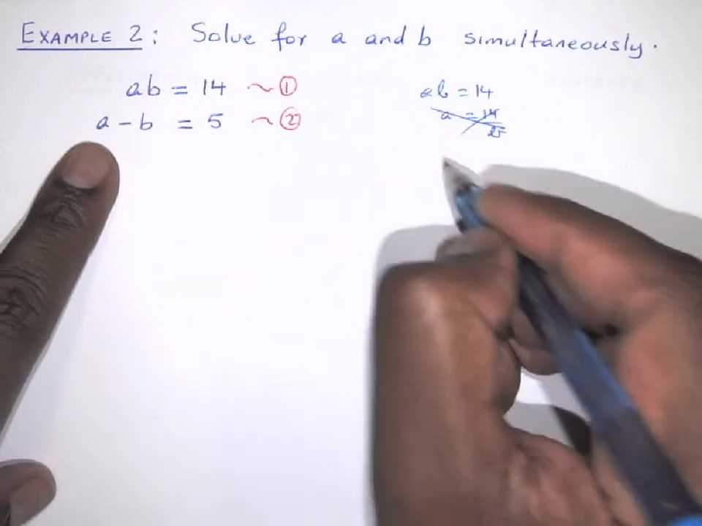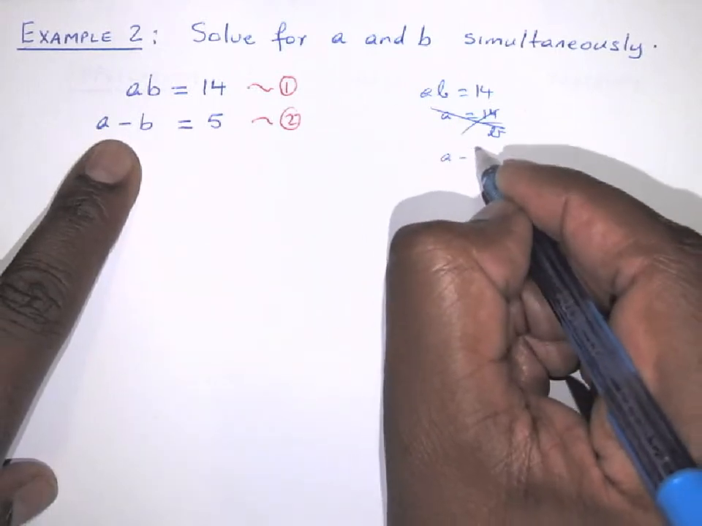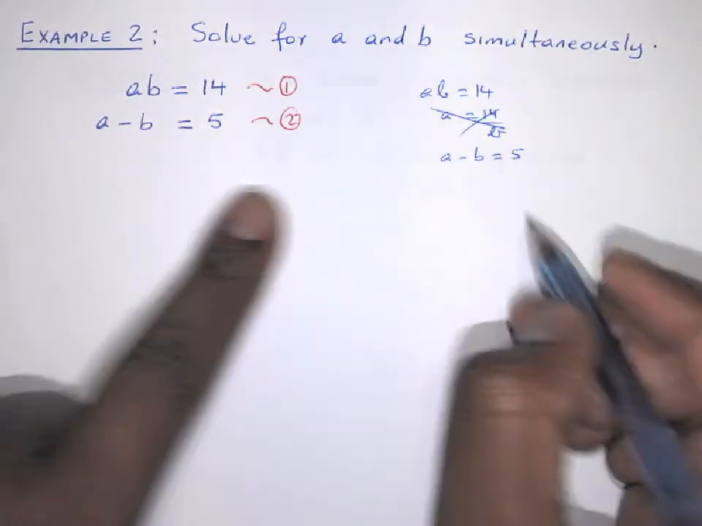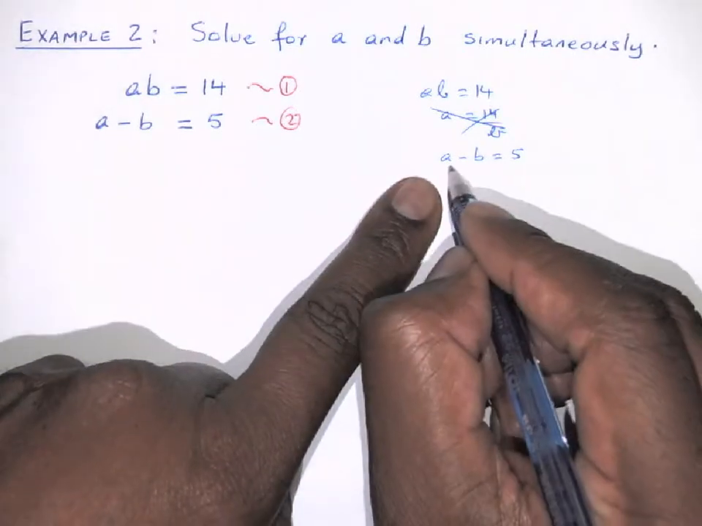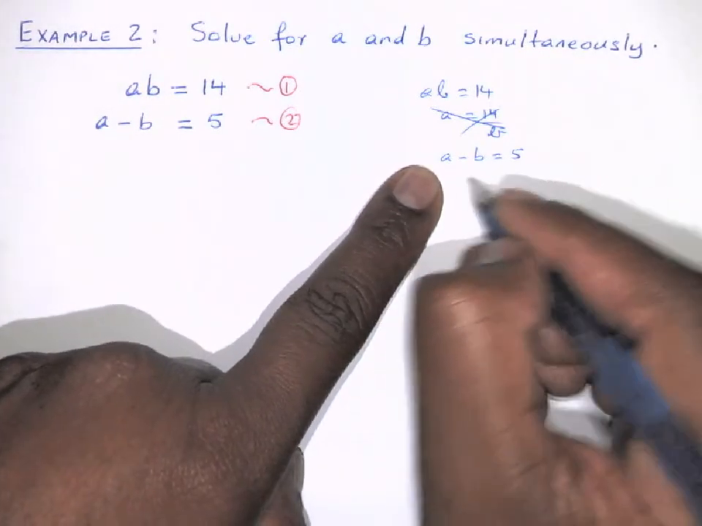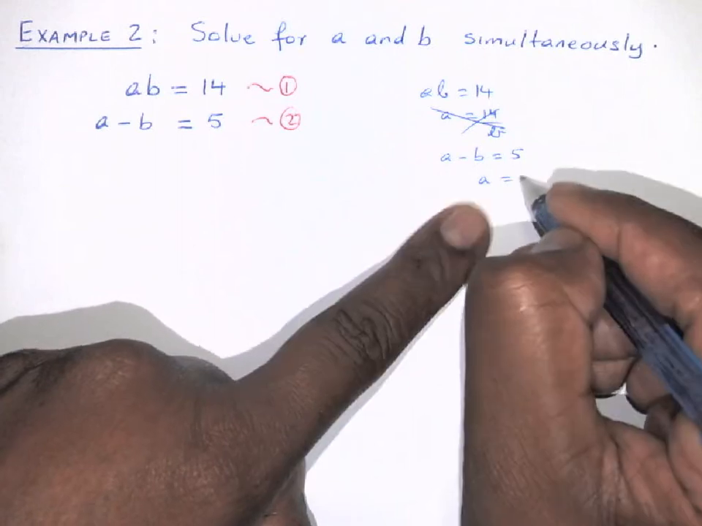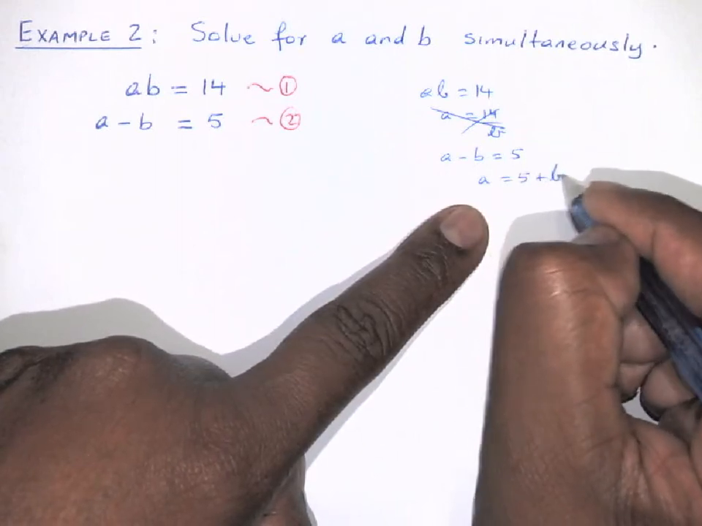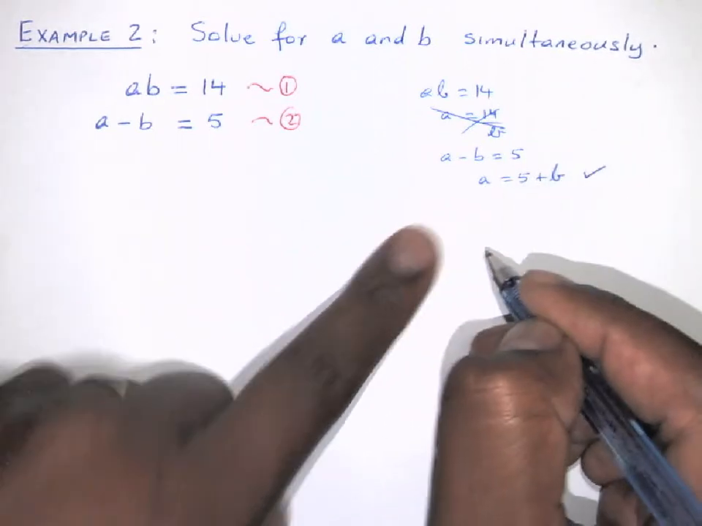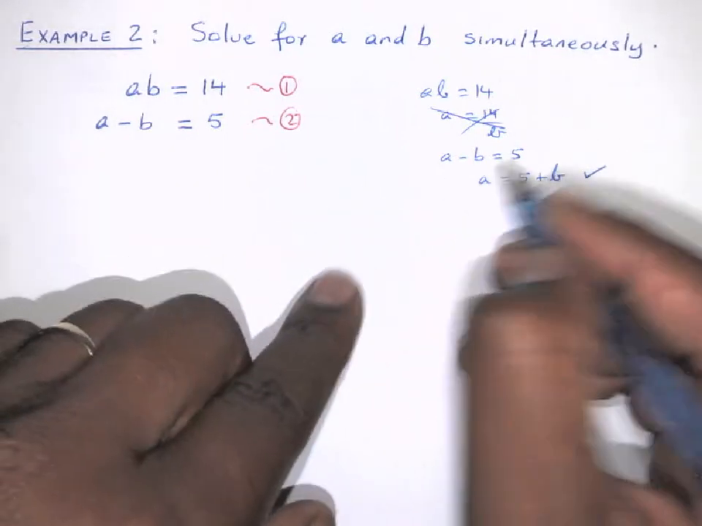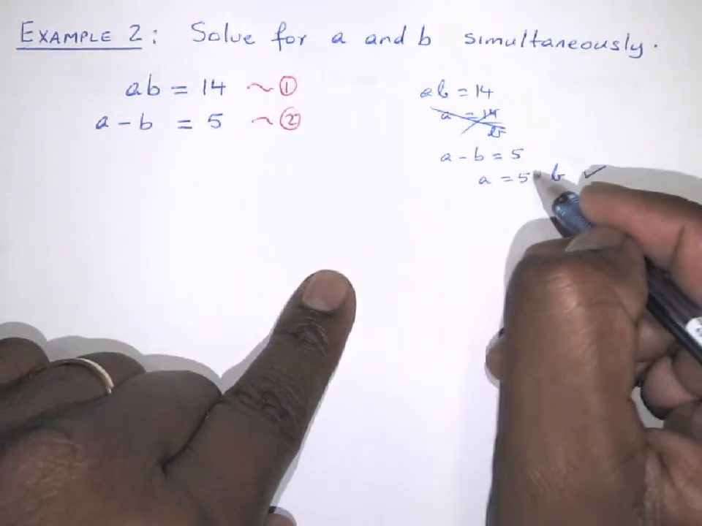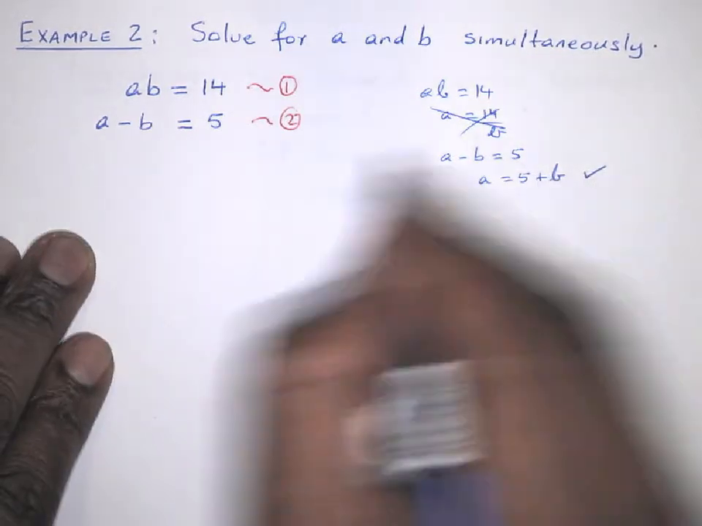But if I look at this one, a minus b is equal to 5, if I solve for a or b, it doesn't matter. If I solve for a, I get a is equal to 5 plus b. There is no fraction here. Now it's easier. But sometimes you can get fractions and you're forced to use that fraction. Alright? Now let's look at this one.